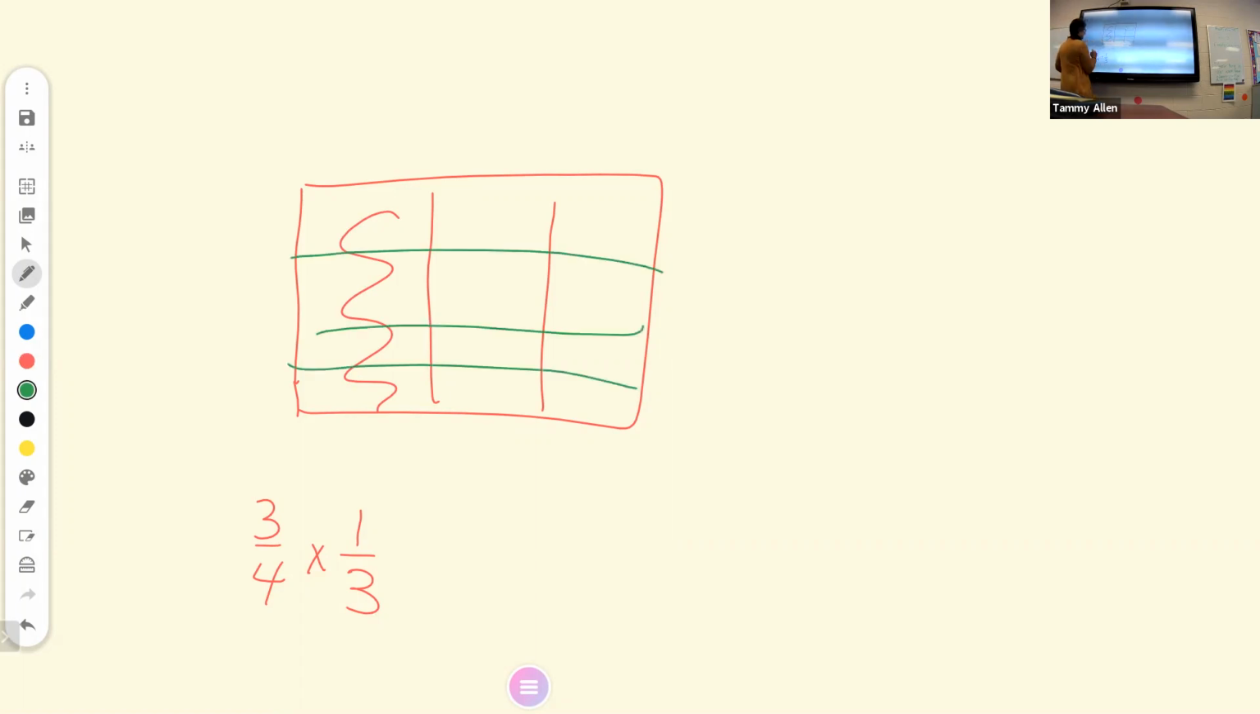Ooh, that's not too equal. They need to be more equal than that. That was pretty bad. Whoa, this is a bad picture. Let me start over.